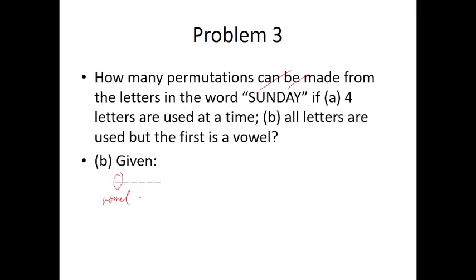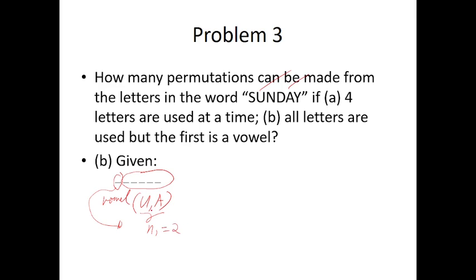So, we can choose A, U, or A, and the rest can be either vowel or consonant, right? In this case, this is 2, right? U and A. So, that is N1, the total number of vowels.